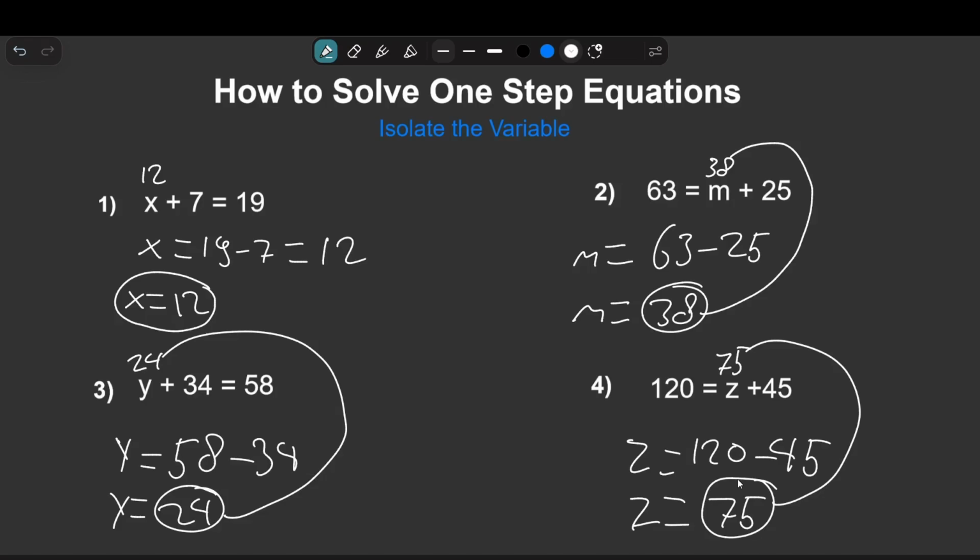So this was basically the video on how to solve one-step equations using this simple one-step method. I hope you guys enjoyed the video.